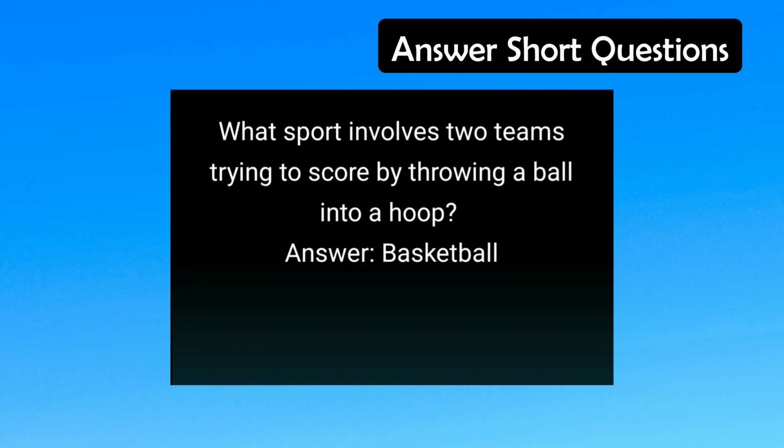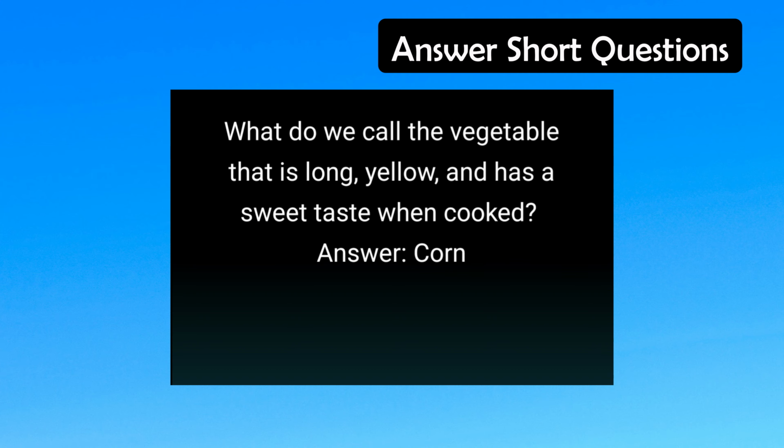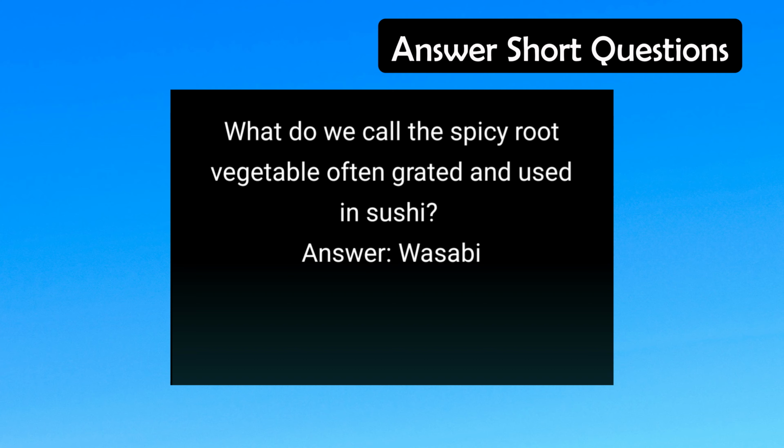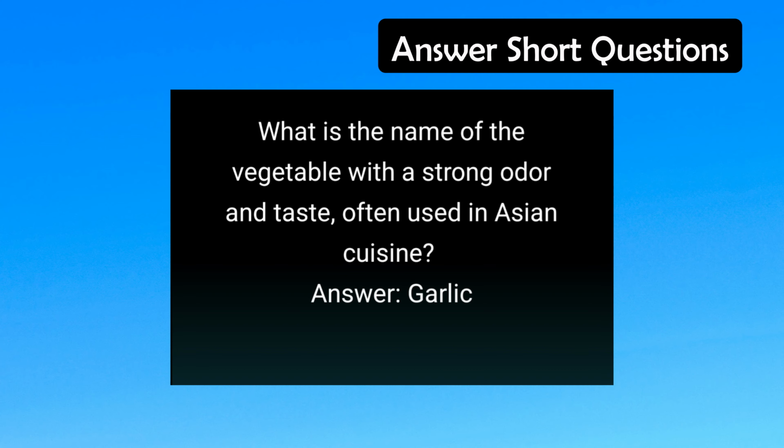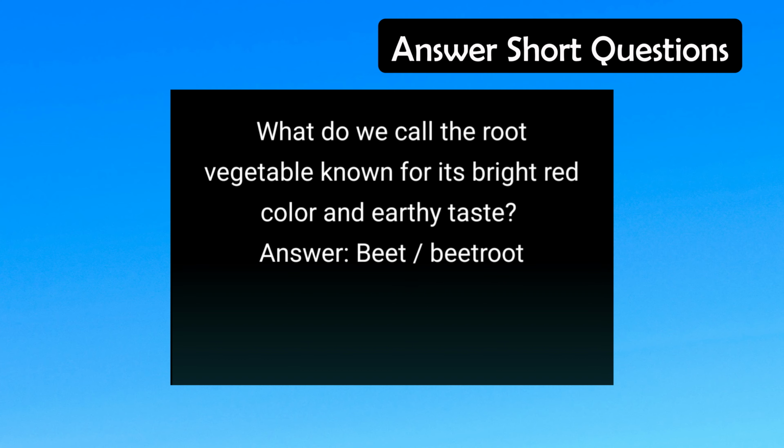Answer: basketball. What do we call the vegetable that is long, yellow, and has a sweet taste when cooked? Answer: corn. What do we call the spicy root vegetable often grated and used in sushi? Answer: wasabi. What is the name of the vegetable with a strong odor and taste, often used in Asian cuisine? Answer: garlic. What do we call the root vegetable known for its bright red color and earthy taste?